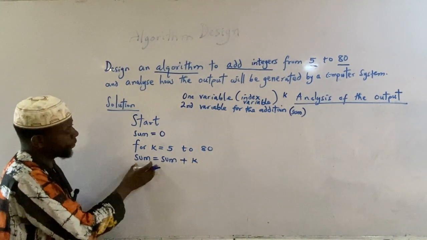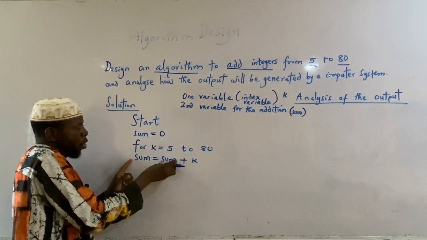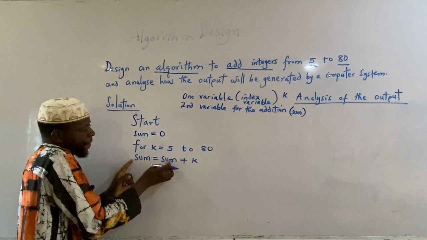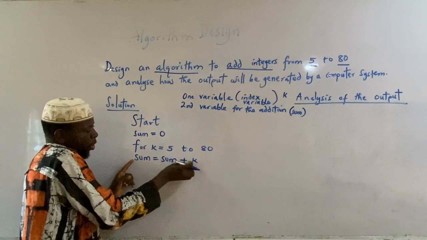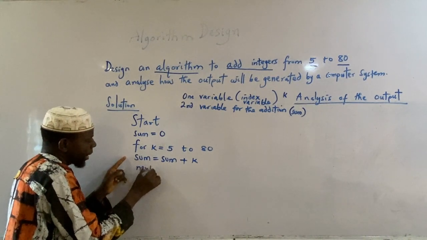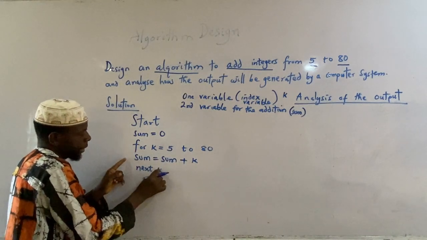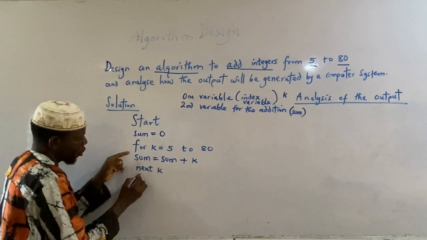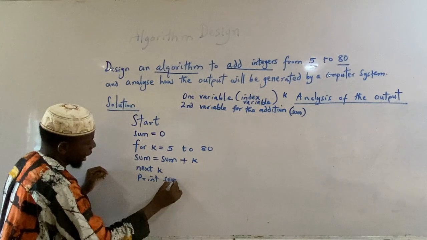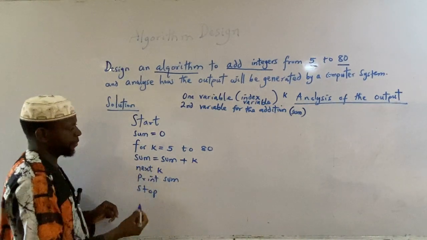When you look at the logic of this, the new sum will take the initial sum 0 plus the first value of k, which is 5. And that is going to be 0 plus 5. And it will store it in sum. And then for it to go and take another value of k, k would have moved away from 5. So having done this, I can now print sum. And then you say stop, or you can put end, as the case may be.